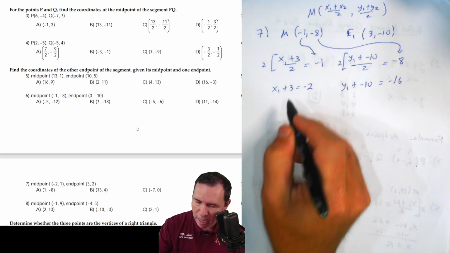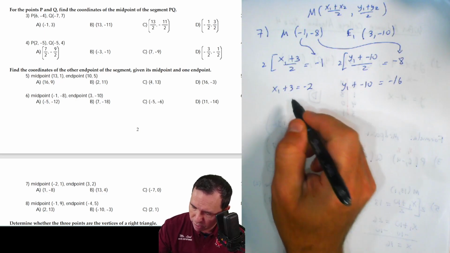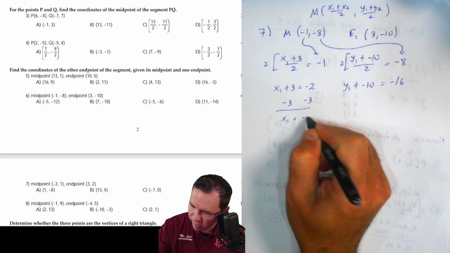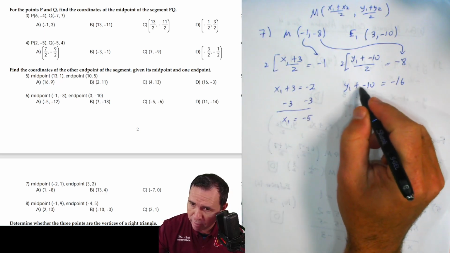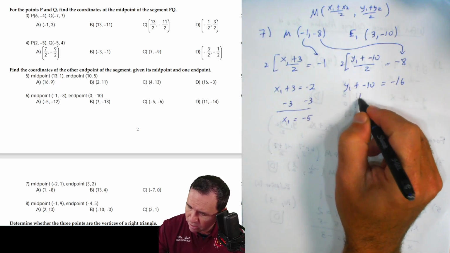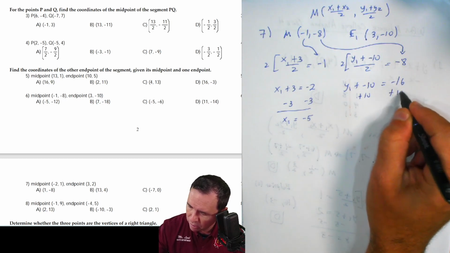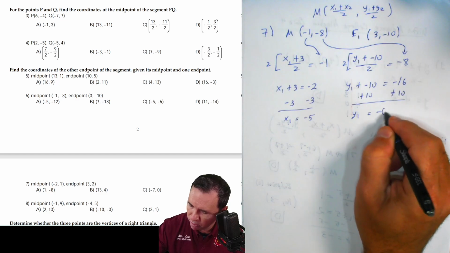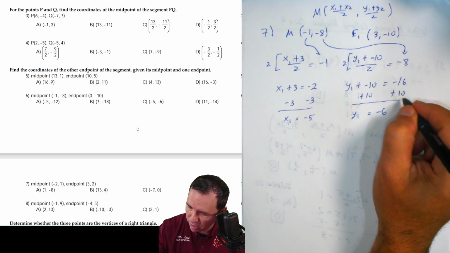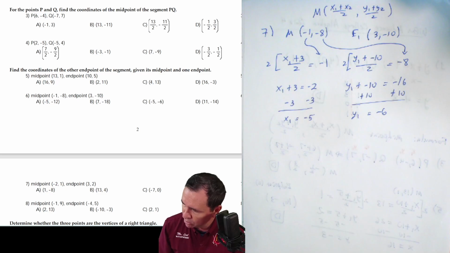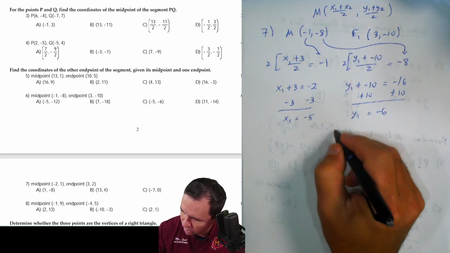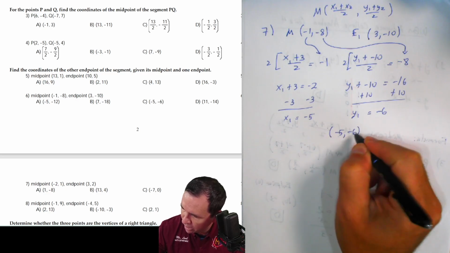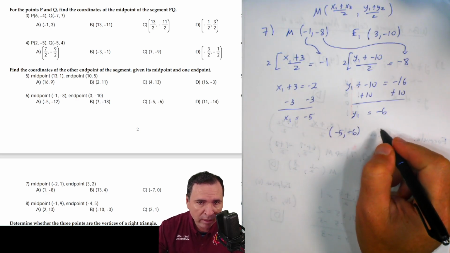Okay, you always do the opposite. You see how we're doing plus 3? We're going to do minus 3, minus 3. So x1 is negative 5. Over here, you see how we have a minus 10? So we're going to add 10. We're going to do the opposite. Counter it. y1 is equal to negative 6 because I owe 16. I paid 10. I owe 6. All right, so the answer is going to be negative 5, comma, negative 6. Answer choice C, right?